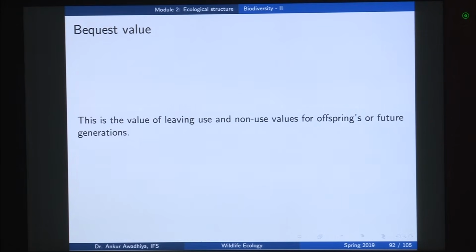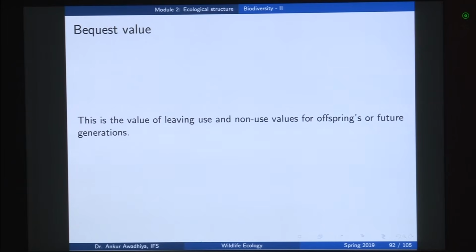So, bequest value is the value that I am deriving by leaving use and non-use values for offsprings or future generations. So, I am not allowing tigers to be killed even though it is giving our country foreign exchange, because I want it to survive for the future generations. So, this is a value that I am deriving out of these tigers by not using these tigers. So, this kind of a value goes by the name of bequest value.